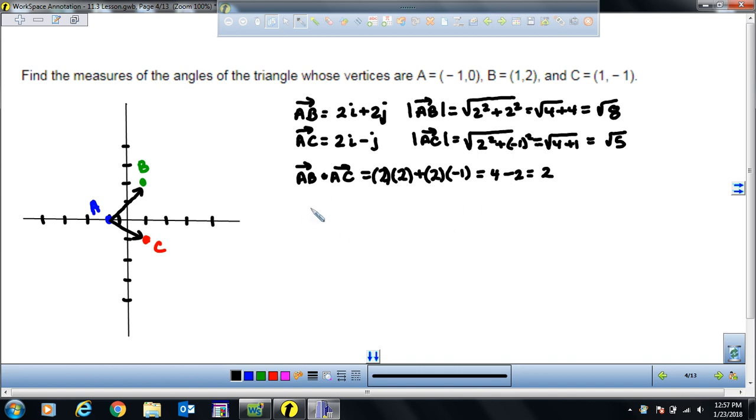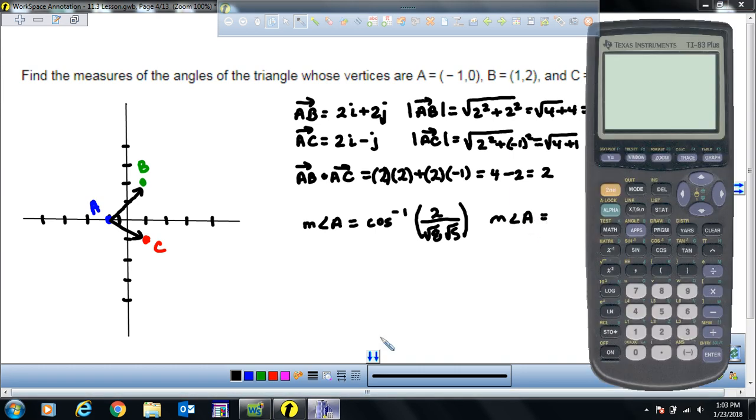So to find angle A, because it's the angle between AB and AC, the measure of angle A is equal to cosine inverse of, the formula says, the dot product of the two vectors, which is 2, divided by the product of their magnitudes, which is the square root of 8 times the square root of 5. And that should give me the measure of angle A.